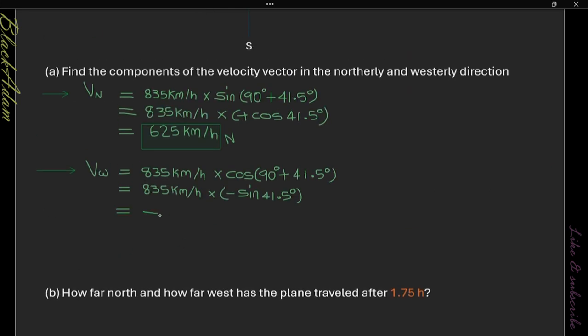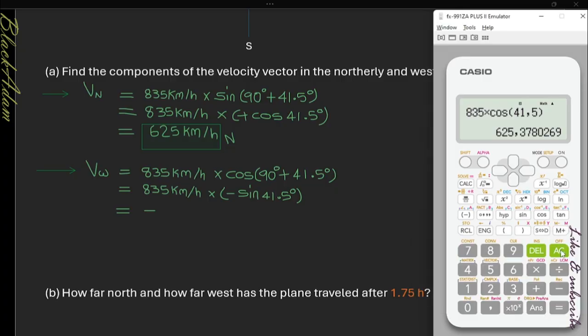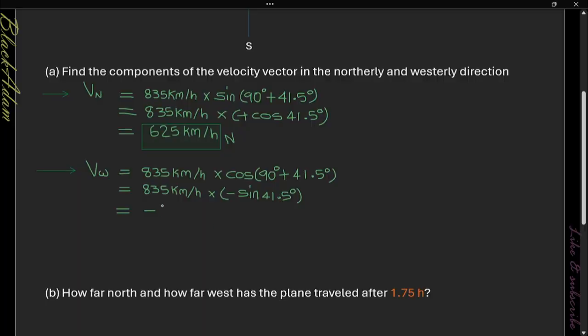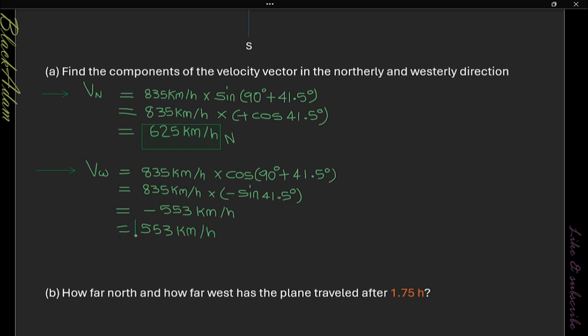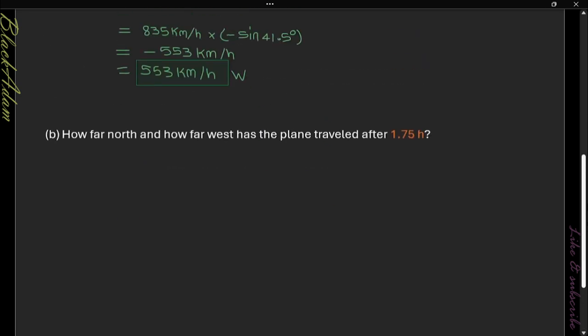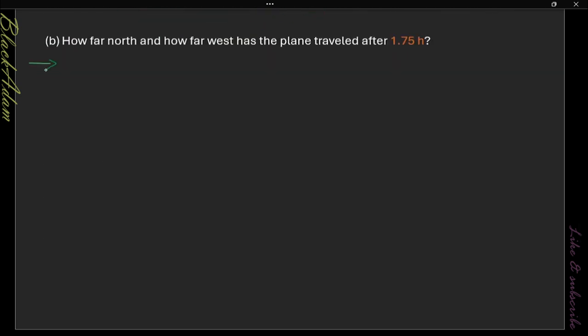And once again we can check with our calculator. That's 835 multiplied by sine 41.5, and that gives us negative 553 kilometers per hour. So negative meaning east actually, so it's going to be 553 kilometers per hour west.